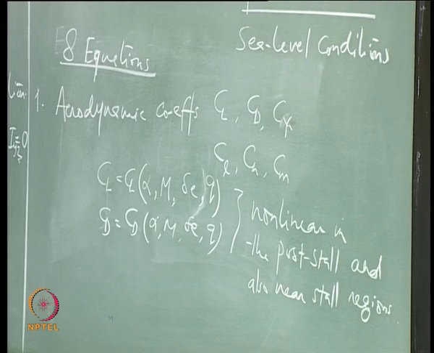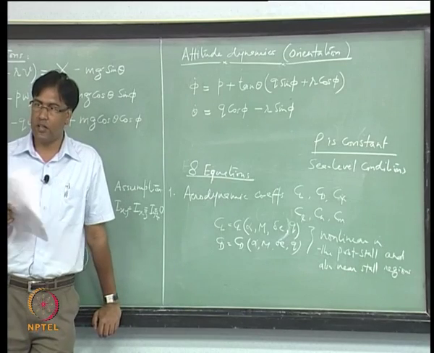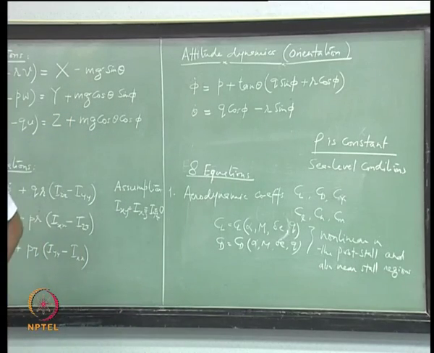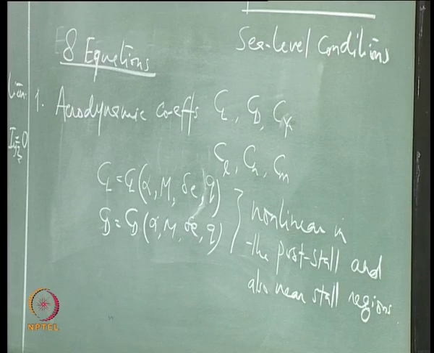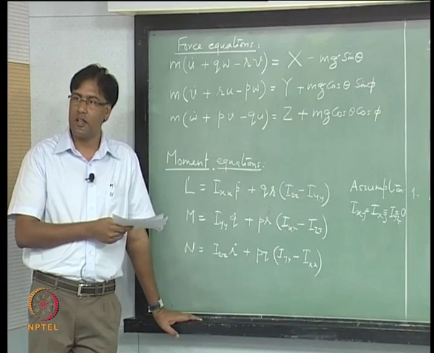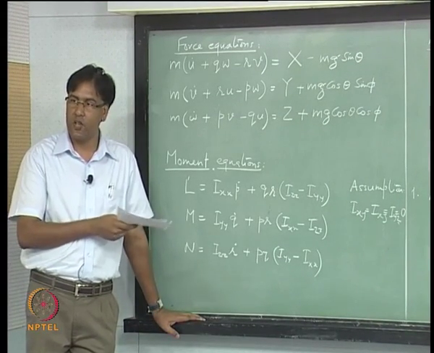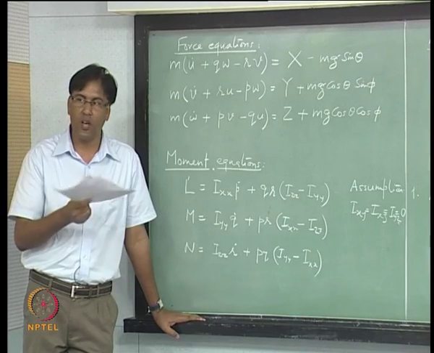Even at low alpha in the pre-stall regime, you will have nonlinearities, and that will be due to, do you see any other nonlinearity here? Any other source of nonlinearity at low alpha?